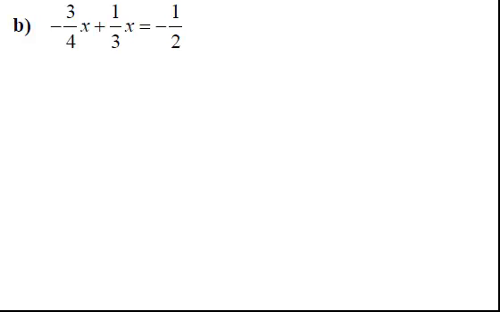When you're solving multi-step equations that involve fractions, the best thing you can do for yourself is multiply each of those fractions by their lowest common denominator. So we're looking for the lowest common denominator of 4, 3, and 2. If you work that out, you will find that the lowest common denominator of those three numbers is 12.